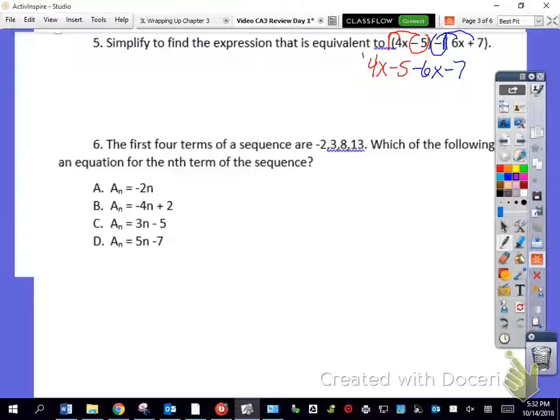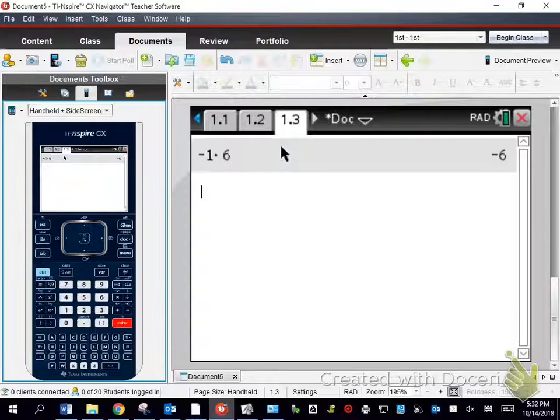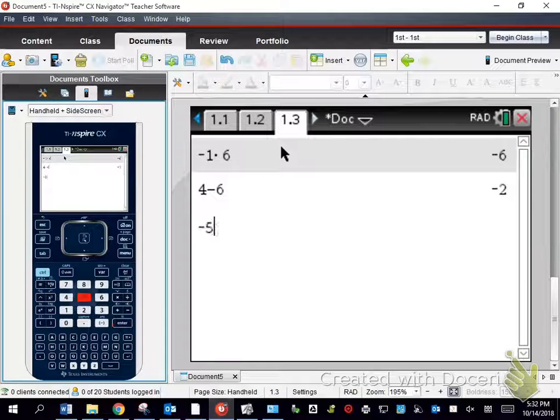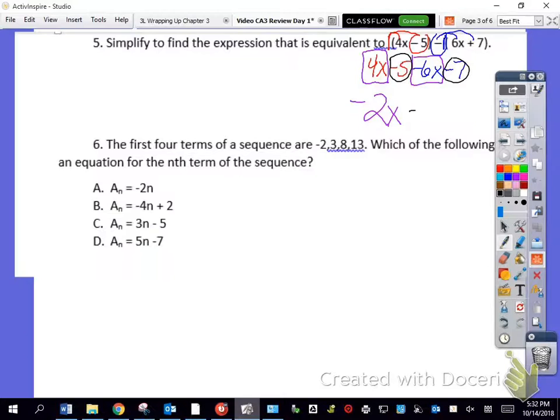Now put together your like terms. So 4x minus 6x. On your calculator, 4 minus 6, and you get negative 2. So negative 2x. And then you're going to say negative 5 minus 7. So negative 5 minus 7, and you get negative 12. So minus 12. And I can't go any further because negative 2 has an x and negative 12 does not.